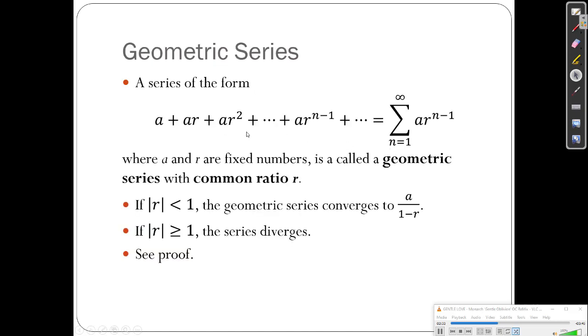Lastly, we're going to talk a little bit about geometric series. Geometric series are just series of the form where you have a constant times a common ratio, and the ratio just increases with every term. So for example, the sum n equals 1 to infinity of, let's say, 3 to the n minus 1. You just have a 1 times the first thing. The first term is 1. The second term is 1 times 3. The third term is 1 times 3 squared, etc.